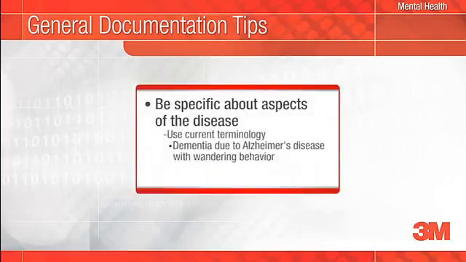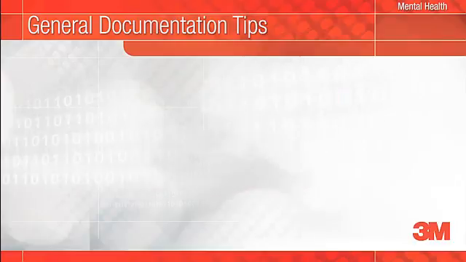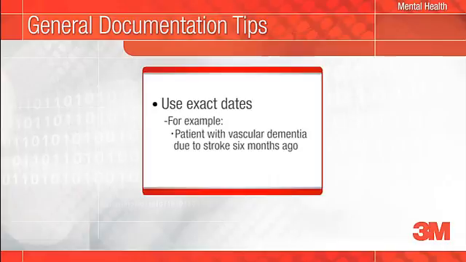Think about the most current terminology to describe a condition or different aspects of the disease. For example, dementia due to Alzheimer's disease with wandering behavior. Use exact dates when appropriate. For example, patient with vascular dementia due to stroke 6 months ago.